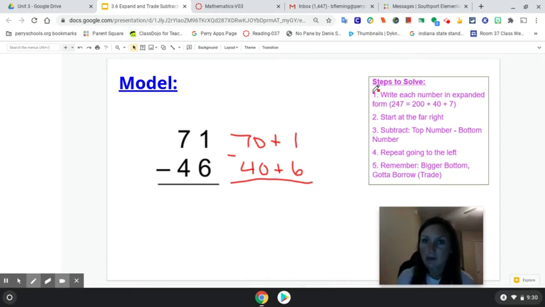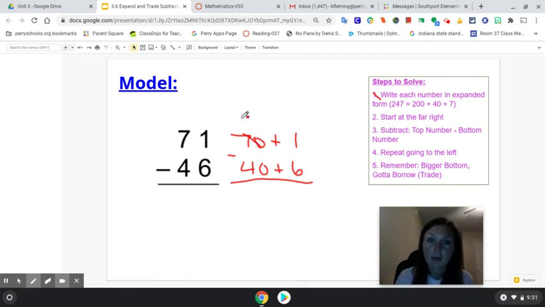Okay, so I wrote each number in expanded form. Now it says start at the far right. The far right is the ones place. So I'm going to do 1 minus 6. Can I take away 6 of them? No. So remember, if you've got a bigger bottom, if 6 is bigger on the bottom, then you've got to borrow, you've got to trade and take one from the tens place. So we're going to take one of these from the 70. You can't take it from the bottom because 40 is smaller than 70, so you have to take it from the big number.